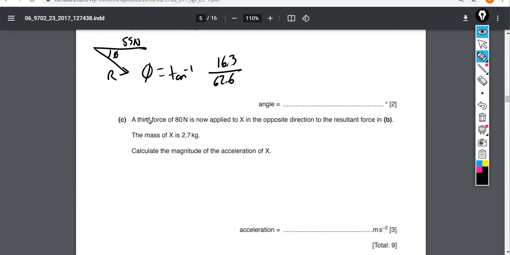The last part of this is a third force of 80 newtons is now applied to X in the opposite direction to the resultant. So the resultant went like 15 degrees below horizontal that way, and it was equal to about 65, if you recall. So in the opposite direction, we've now got a vector going like this, and it's 80 newtons, they tell us. And we want to calculate the magnitude of the acceleration.